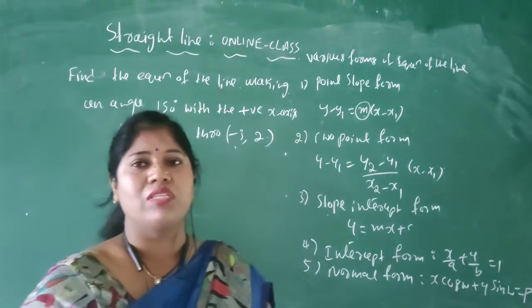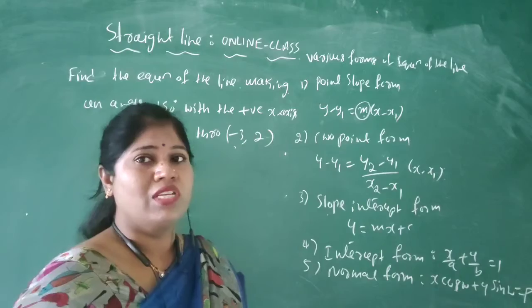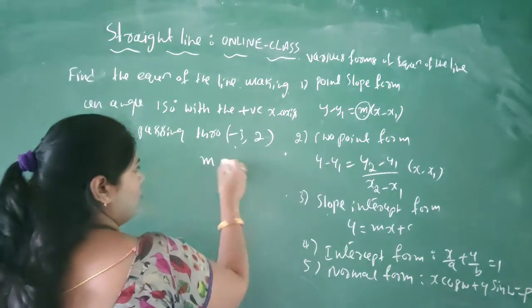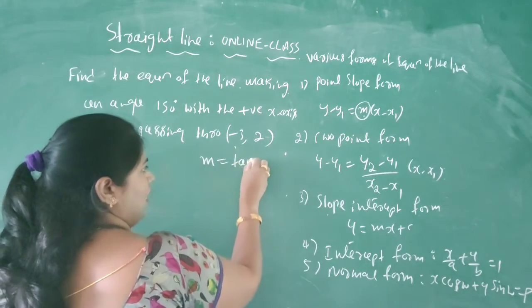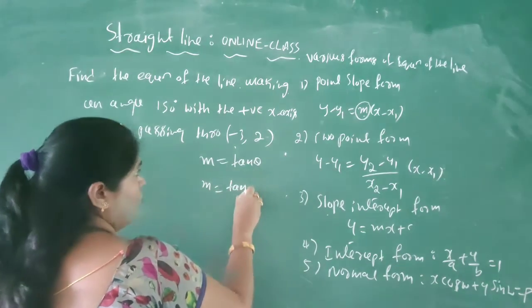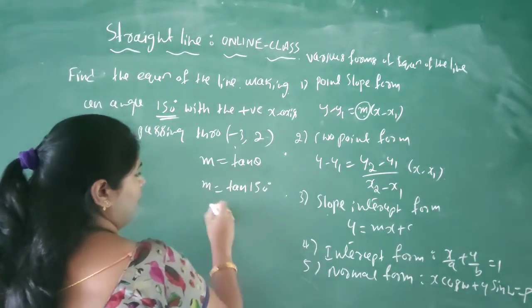So this is all we have done. Now we have to make it in terms of angles. So what will be the slope? m is equal to tan theta. What is theta here? Theta is 150.